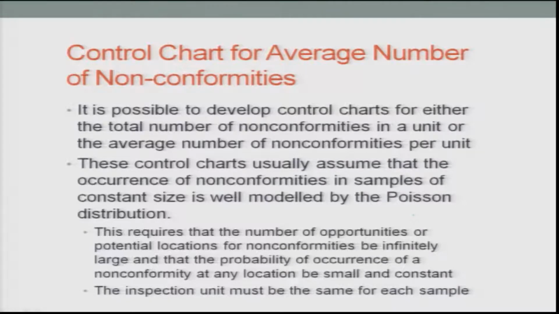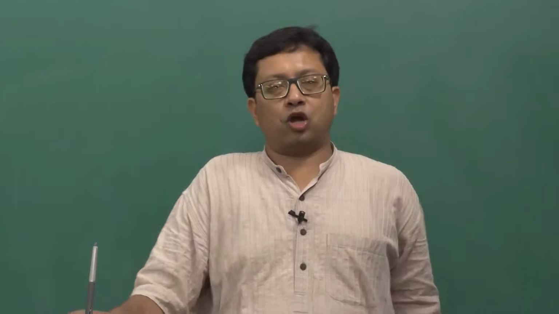Now we will consider the control charts for the average number of non-conformities. It is possible to develop control charts for either the total number of non-conformities in a unit or the average number of non-conformities per unit, and do the calculations accordingly. These control charts usually assume that the occurrence of non-conformities in samples of constant size is well modeled using the Poisson process. This requires that the number of opportunities or potential locations for non-conformities may be infinitely large, and that the probability of occurrence of a non-conformity at any location would be small. So collectively it is large, but individually it is low.